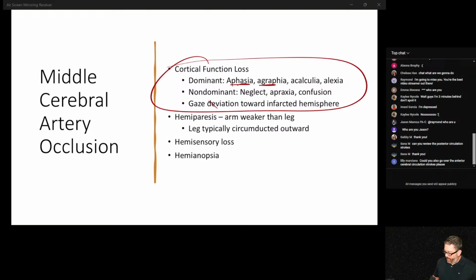And then they're going to have a gaze deviation towards the infarcted hemisphere as well, with a middle cerebral. Middle cerebral arteries are also the big culprits when it comes to AFib. They like to go right to that middle cerebral artery as well. So they get a lot of facial and arm weakness with these AFib strokes because it goes right to the middle cerebral artery.